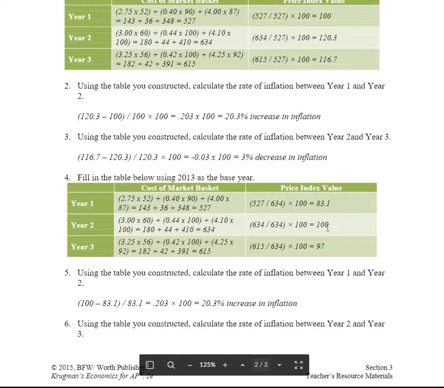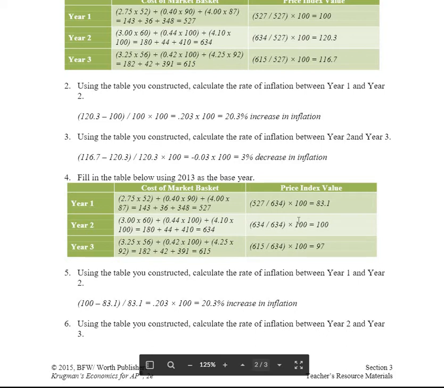Usually what I like to do is go ahead and get the price index set for the base year, and that helps me keep things on track. It really doesn't matter. It's completely up to you. Whatever makes the most sense to you, I encourage you to do that. But what you're going to do is take 527, the cost of the market basket in year 1, divided by the cost of the market basket in the base year, which in this case is year 2, 634. Multiply that by 100, so you get a price index value of 83.1.